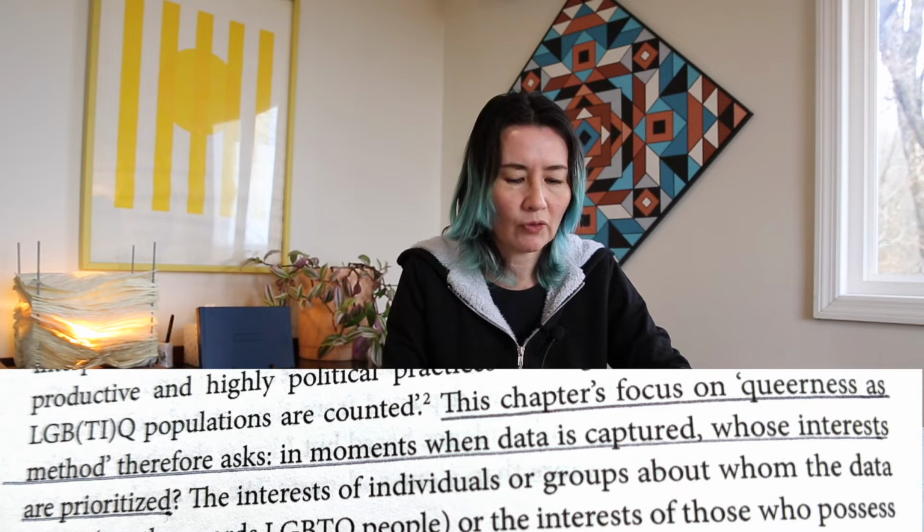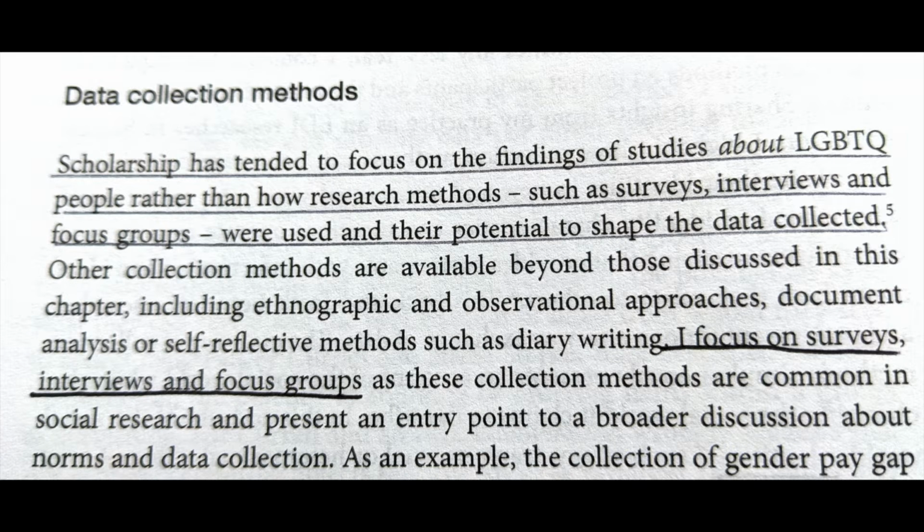He then states that this chapter's focus on queerness as method therefore asks, in moments when data is captured, whose interests are prioritized? And so when we think about moving targets, he's also stating that before LGBTQ identities were presented within any kind of surveys or census or findings, it's not like they were a stable identity just waiting to be discovered, he states, but that both identities and the ways in which we collect data are moving targets and have challenges within each one. And so he's saying that problems are now going to emerge when researchers, institutions, I'll add, and participants disagree over the existence of problems. So he has a section called Data Collection Methods, and he points out that often the focus is so much on findings, and in this chapter he's also specifically focusing on surveys, interviews, and focus groups.